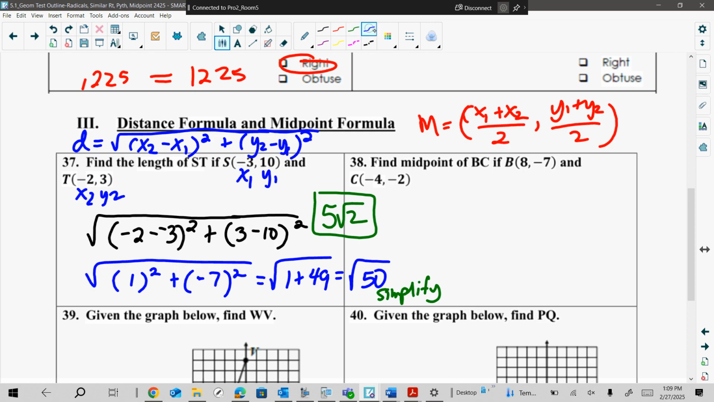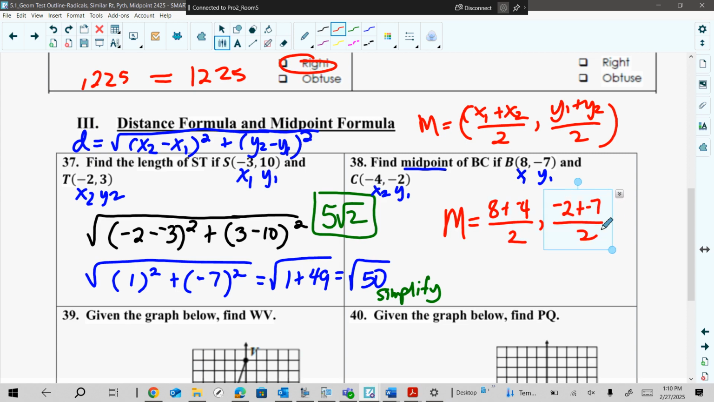For the midpoint formula, if you need to label your x and your y, you can. But now you're adding and taking the average. So the midpoint here, and I'm going to do that in red, is saying 8 plus the -4 over 2, and the -2 plus -7 over 2.